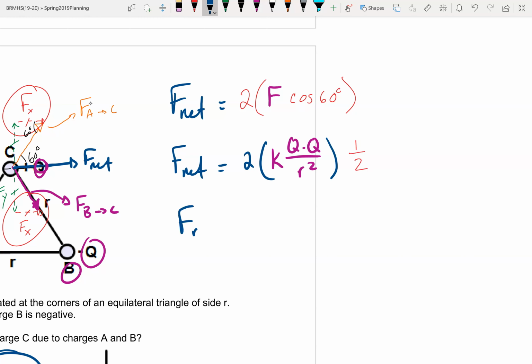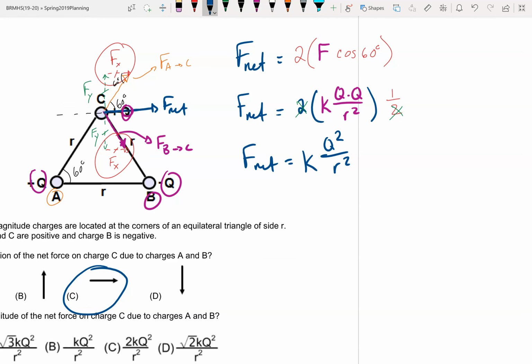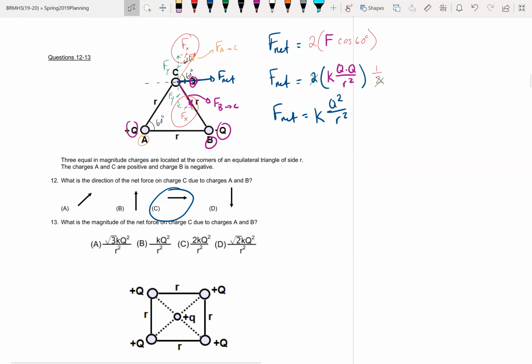So right away I can see those 2's are going to cancel out, and the total amount of force, the net force, is k q squared over r squared. My 2's canceled out. So I can find geometrically with my vectors again, just like in the previous one, the total amount of force.